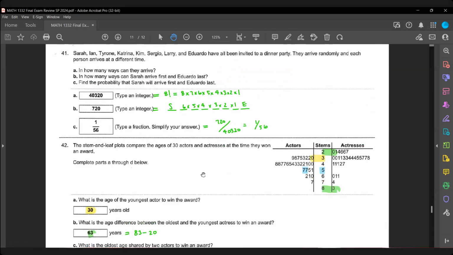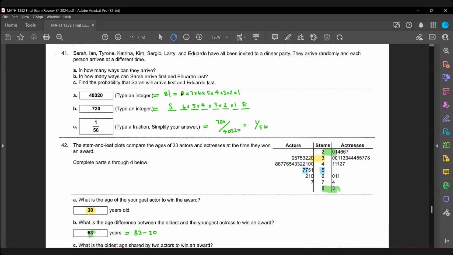41. We saw a similar example like this in class where you have a bunch of people that are invited to a dinner party, and it seems like the order is important in which they arrive. So they will give different arrangements. We have 8 people that are invited, and how many ways can they arrive? Well, they can arrive in 8 factorial ways.